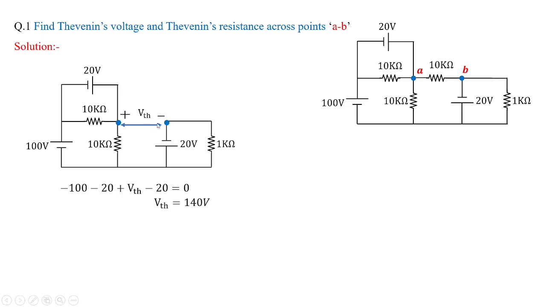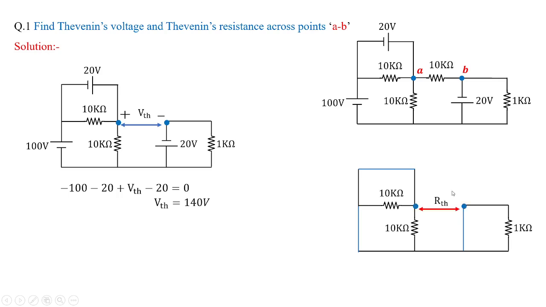Now the same open terminal, when I am going to replace with the resistance and I have to short circuit the voltage sources, this is how the circuit looks like. So you can see R Thevenin is obtained by short circuiting the voltage source. So this 20, when it is shorted, the 10 kilo ohms is taken care by this short circuit line, and that line will come over here. Similarly, when 100 volts is shorted, that is going to give a zero value of voltage across 10k.